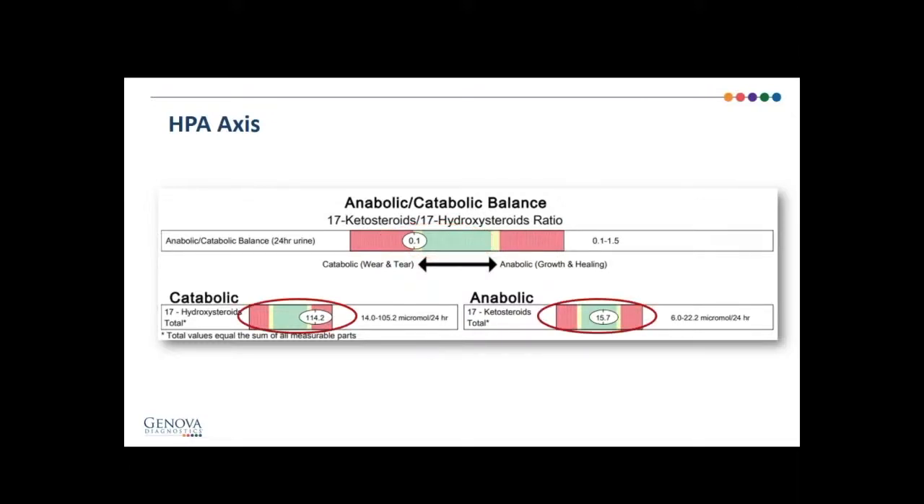And so a lot of that progesterone is moving to the catabolic side. There's a need here, and you see it with that 0.1 balance, a need here to help with her adrenal function. It's not that her anabolic is super low at 15.7, but a lot of that progesterone seems to be headed towards the catabolic side of the ledger.